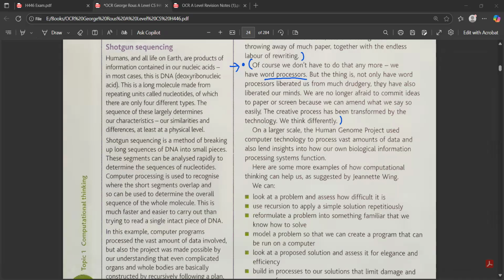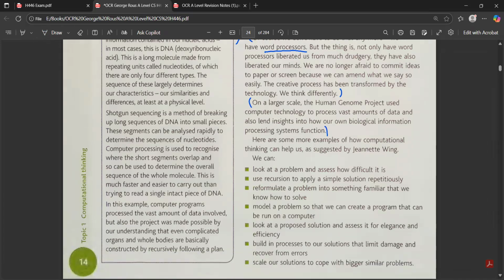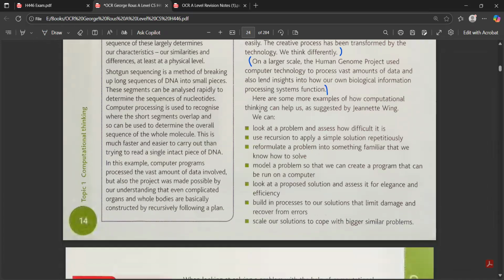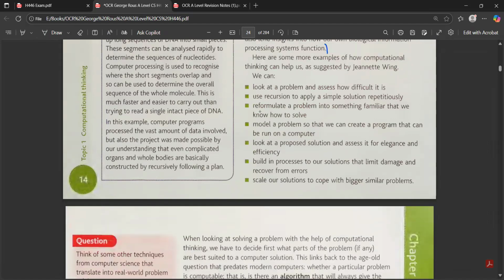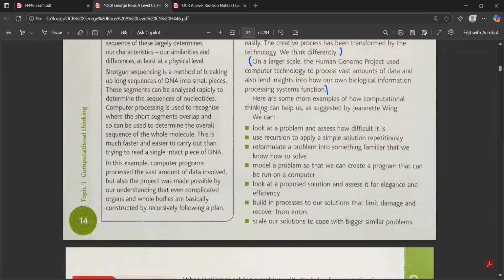So on larger scales, like the Human Genome Project, we use computer technology to process vast amounts of data and also gain insights into how our biological information processing functions. Here are some other examples of computational thinking that can help us, suggested by computer scientists. The first thing is that you look at the problem and assess how difficult it is.